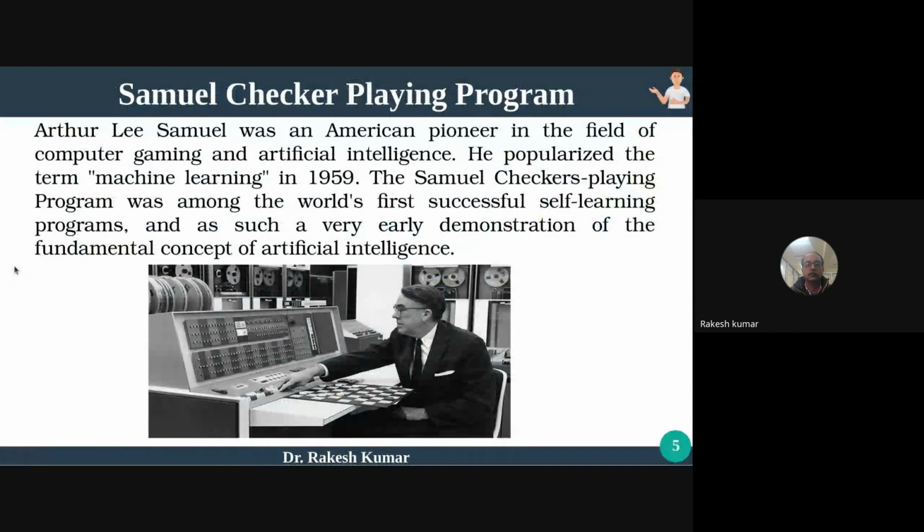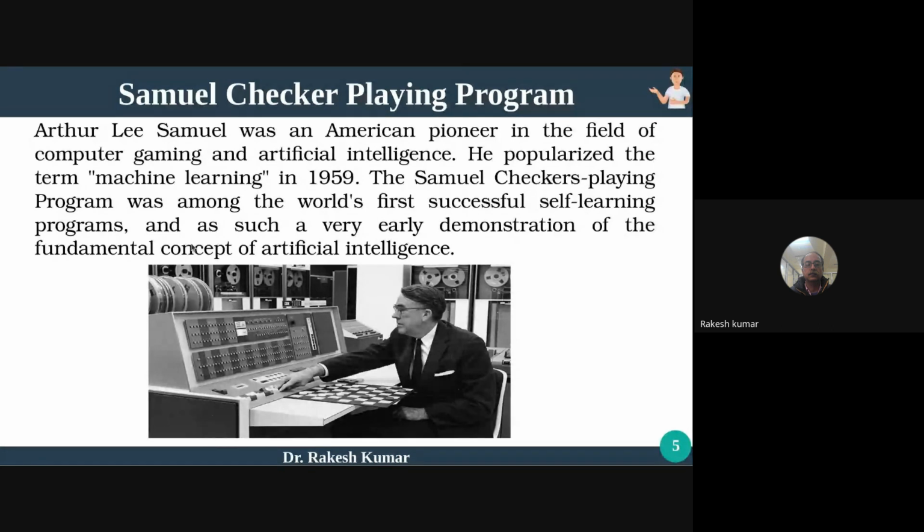Okay, fine. So I was saying that another very important milestone in the journey of AI was the Samuel checkers playing program. Actually, Samuel was the one who coined the term machine learning for the first time in the year 1959. And at that time he designed a program to play the game of checkers.